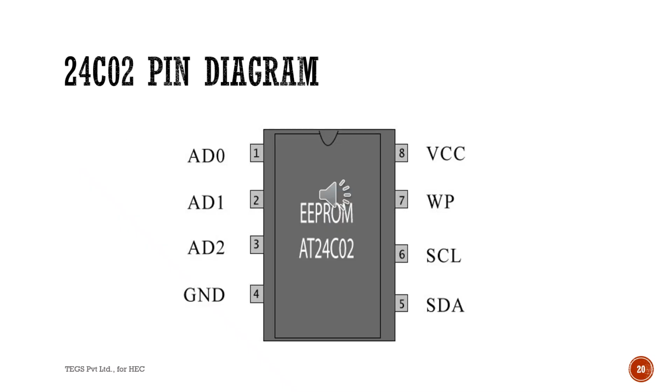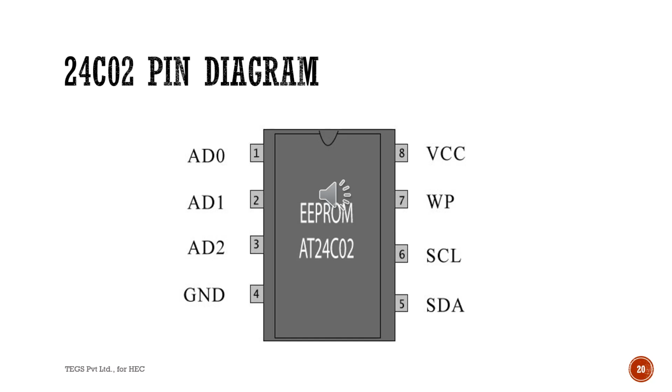Pin diagram of the DIP package of 24C02 EEPROM. Pin number 1, AD0. Pin number 2, AD1. Pin number 3, AD2. These 3 pins together decide the address of the I2C bus of the EEPROM in the circuit.